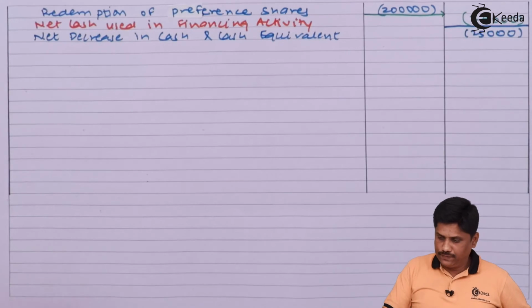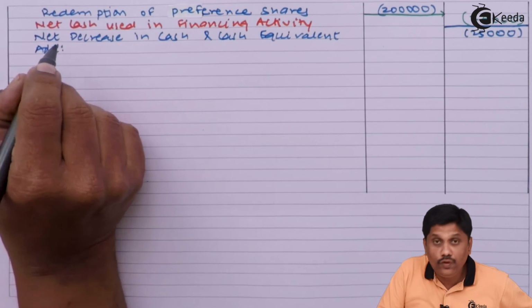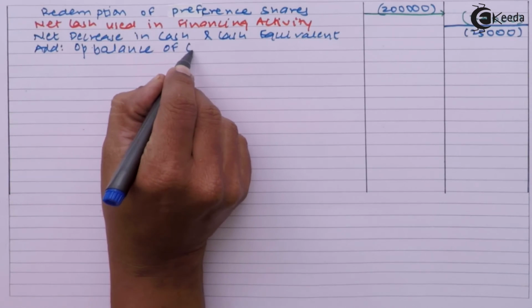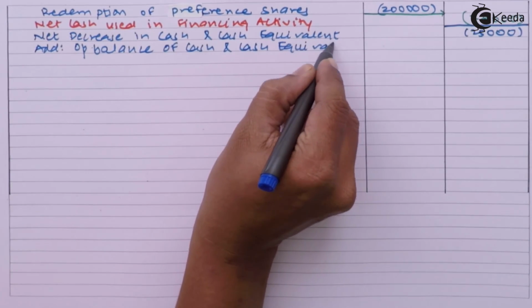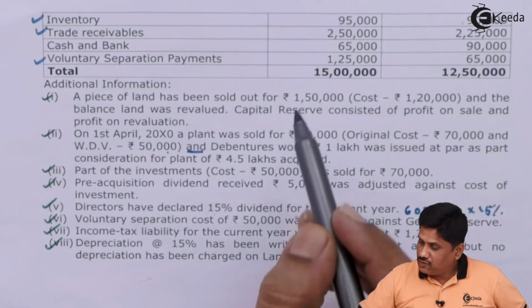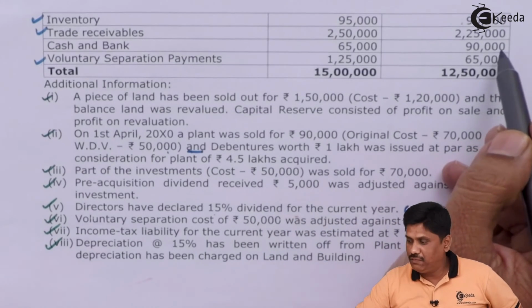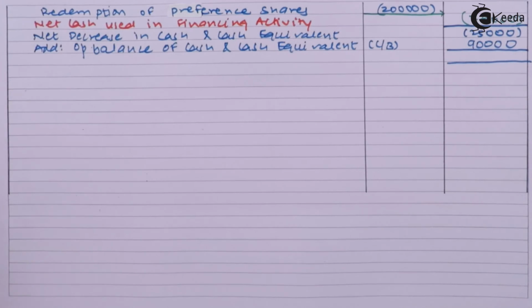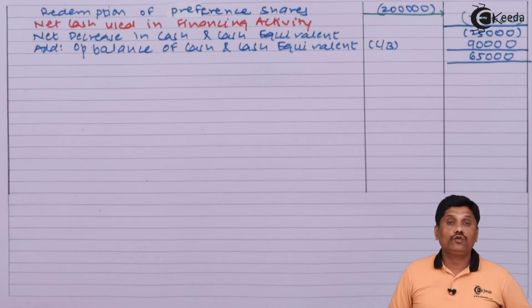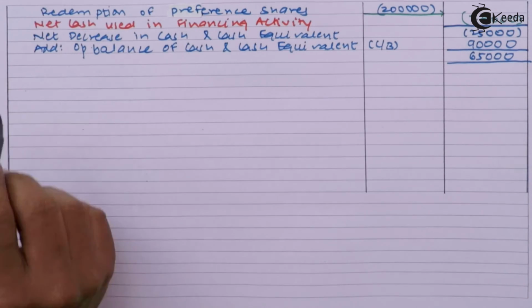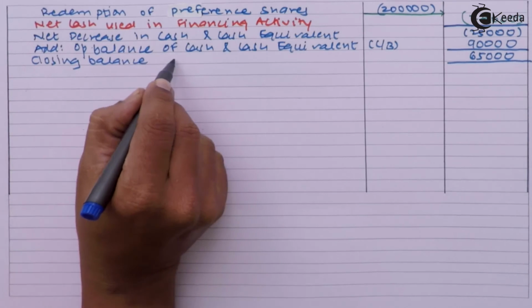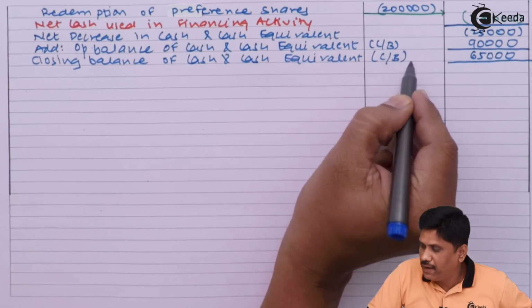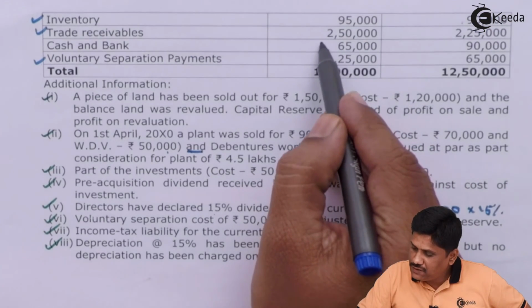To that you will add opening balance of cash and cash equivalent. If I look at my balance sheet, my opening balance of cash and bank is 90,000. So I am writing only cash and bank 90,000. So your closing cash and cash equivalent should be 65,000. Again cash and bank 65,000. Closing cash and cash equivalent is 65,000.